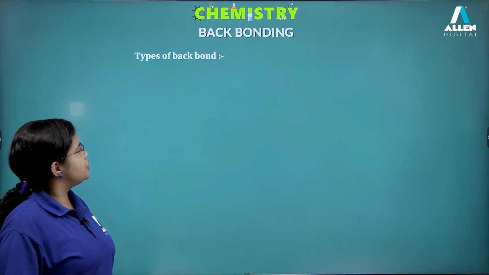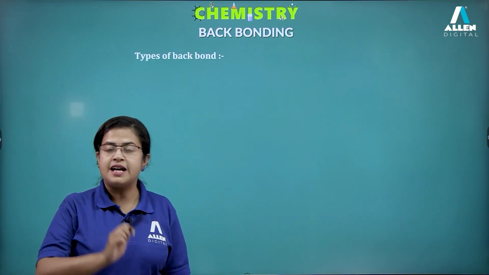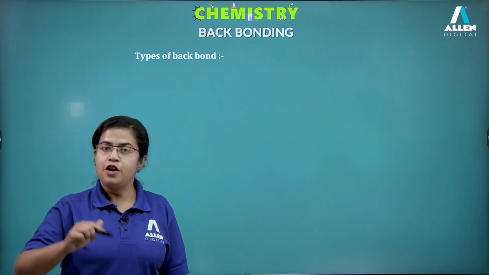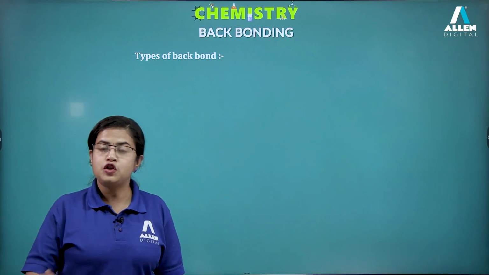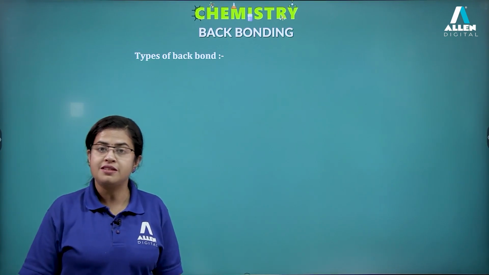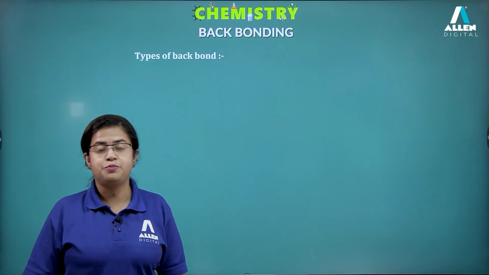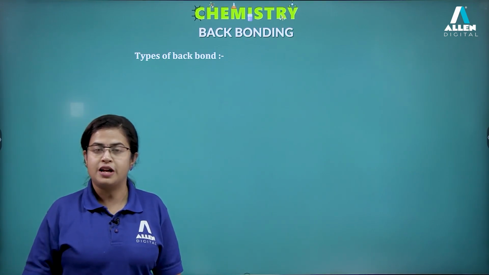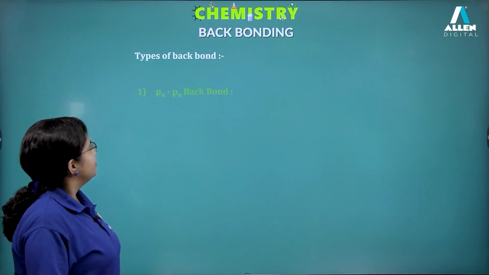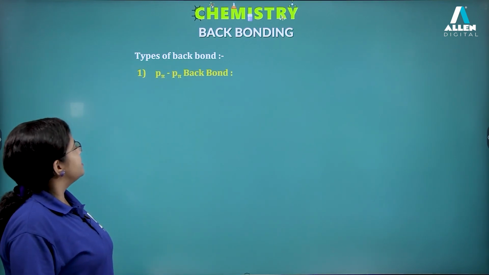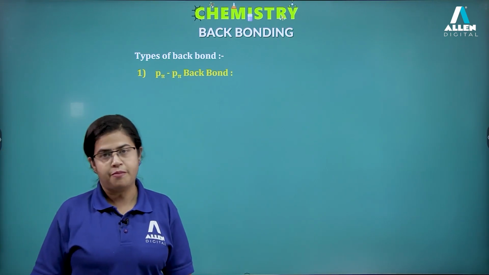As just now mentioned, we will see that boron here has a vacant p orbital. Fluorine has a filled p orbital with a lone pair to donate electrons via sideways overlap. Both the elements belong to the second period, a perfect example of back bond. And let's see how this back bond is formed. So here we are discussing the back bonding in BF3. It's p-pi back bond.